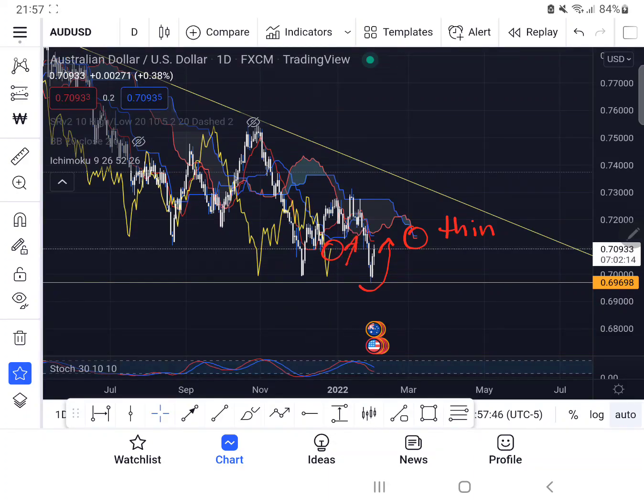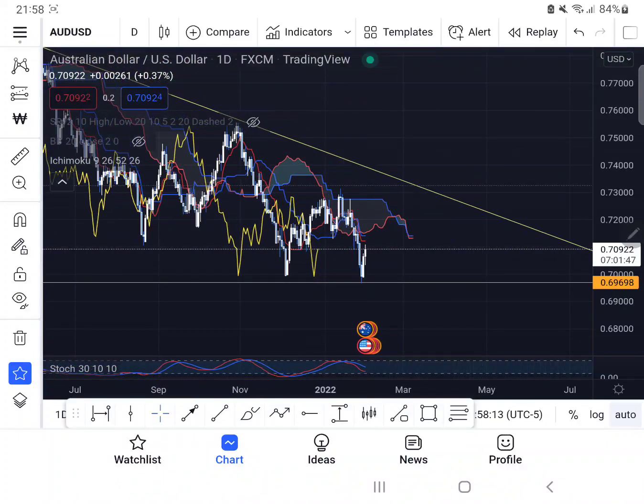For now it may be resistance from this point and then went down again and up. So this is sideways right now in daily time frames, telling you about the AUD USD.